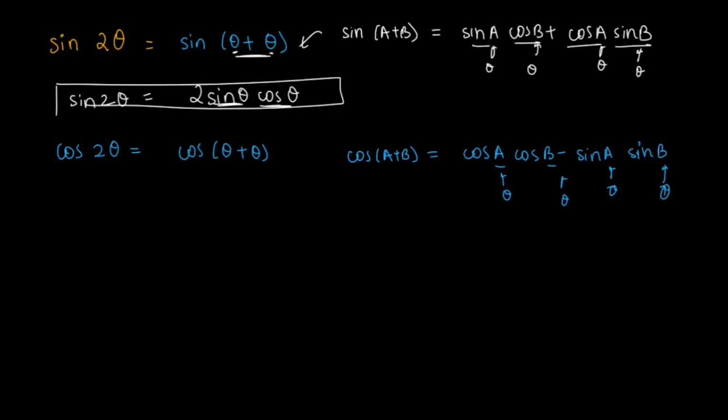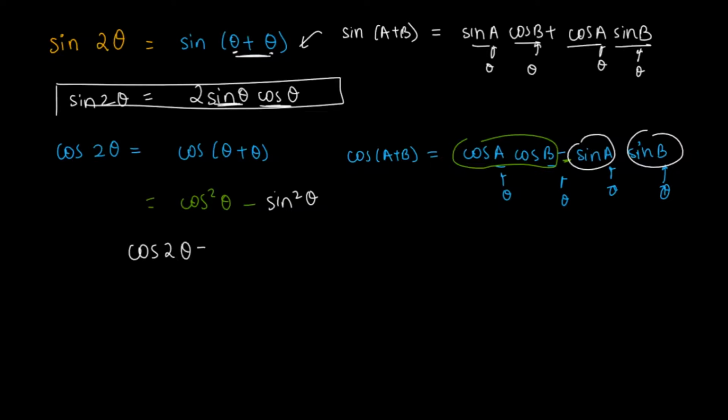Now cos theta times cos theta will give you cos squared theta. Then there is a minus sign, so cos squared theta minus, and sine theta times sine theta gives you sine squared theta. So this gives you one form of the double angle cosine ratio, that cos of 2 theta is equal to cos squared theta minus sine squared theta. And there can be some alternate representations of this as well.